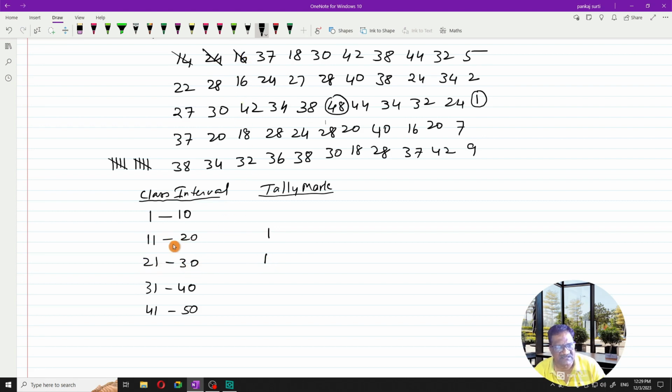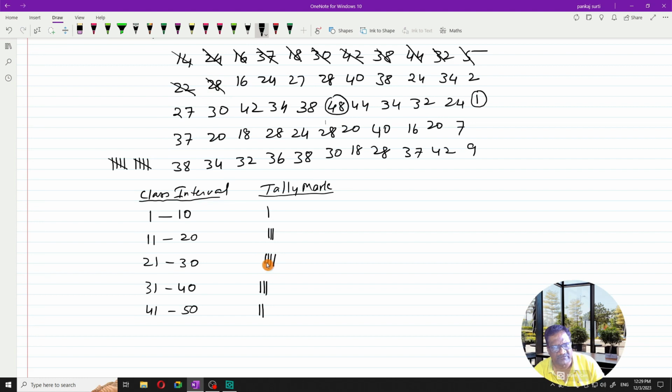Then 16 should come in this. Fine. 37 should come in this class interval, 31 to 40, right? Then 18 should come in this class interval, right? Then 30 should come in this class interval, right? Then 42 will come in this class interval, right? Then 38 will come in this class interval. And then 44 should come in this one, and 32 should come in this one, and then 5 will come in this. 22 will come in this, right? 28 will also be coming in this.